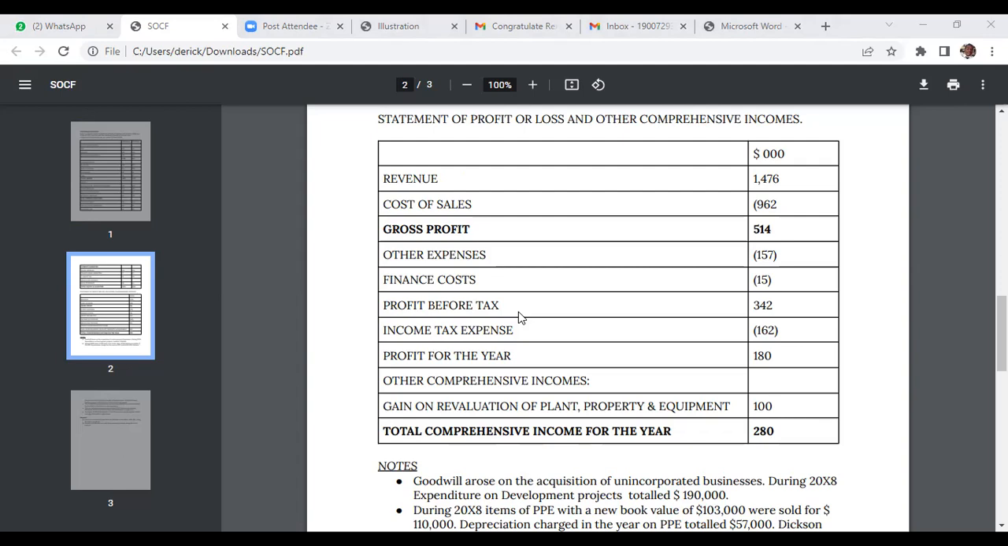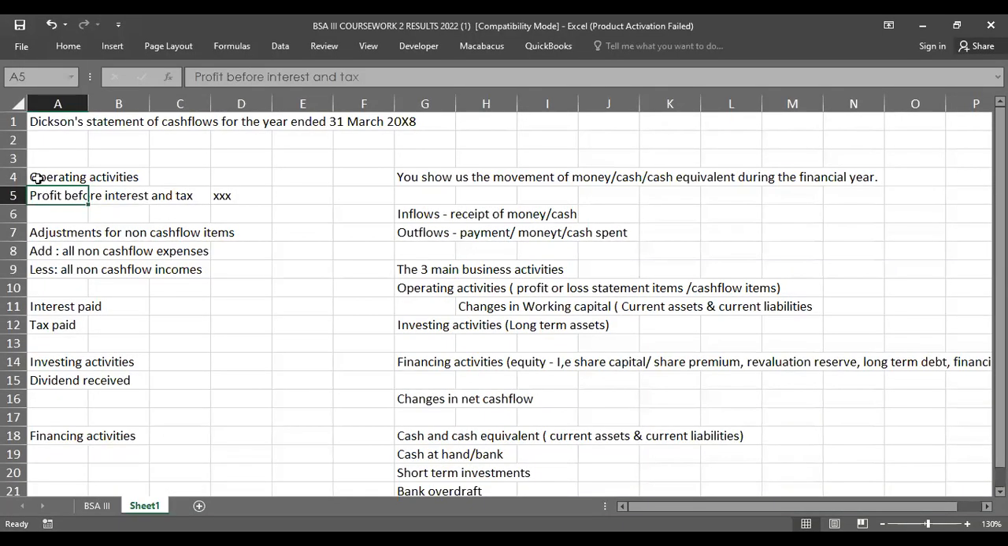I may share my answer now. Let me start with profit before tax, and then I'll come slowly to profit before interest and tax. The figure that was given is 342. So for me to get profit before interest and tax, I'm supposed to remove the interest. It's not supposed to be there. It shouldn't have occurred.